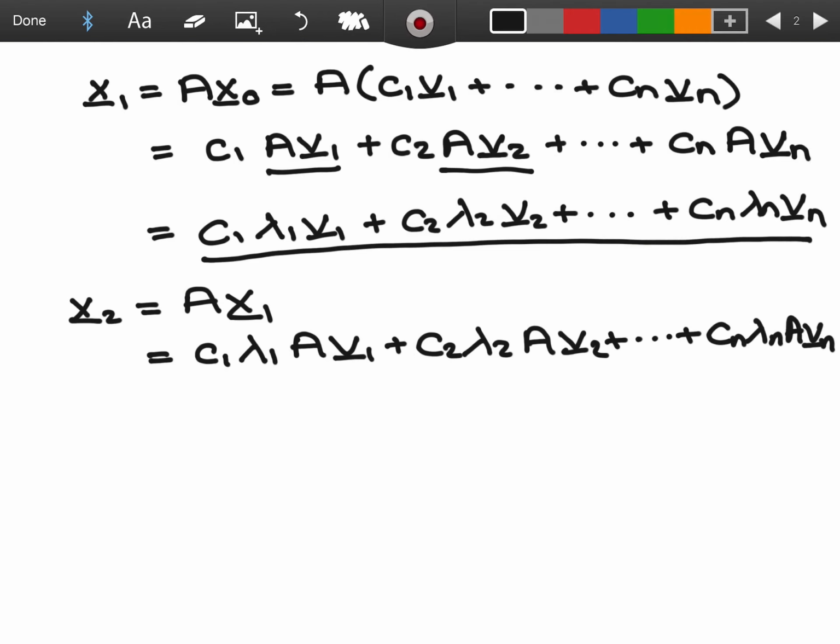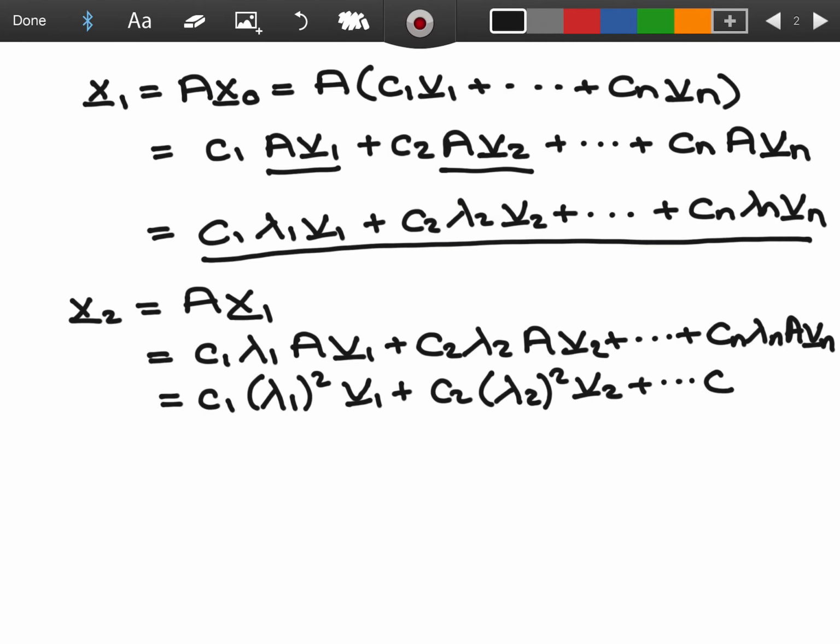Again, A times V1 is lambda 1 V1. So you could go ahead and do the same thing. I'm going to get a lambda 1 squared times V1 plus C2 lambda 2 squared V2, up to Cn lambda n squared Vn. You can keep doing this and multiplying by A, and all that's going to do is multiply through by another one of these eigenvalues on each term each time.